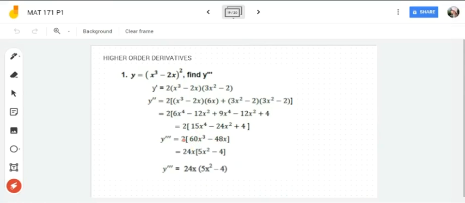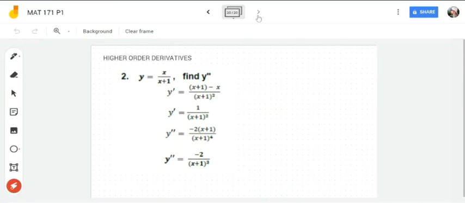So your 12 times 2, that is 24x. And then this 60 divided by 12, that is 5x squared. 48 divided by 12, that is 4. 5x squared minus 4. So this is your third derivative. So the third derivative of your y equals quantity x cubed minus 2x, quantity squared, is equal to 24x quantity 5x squared minus 4.